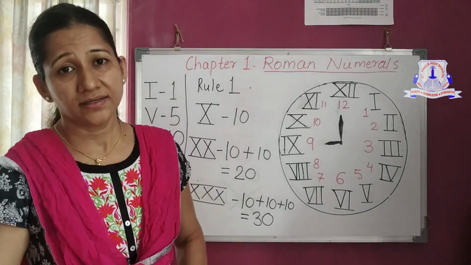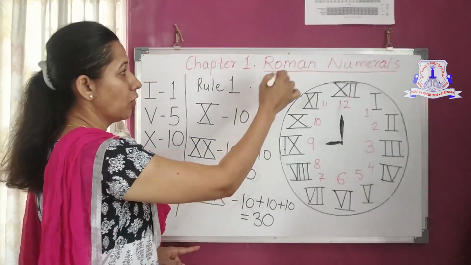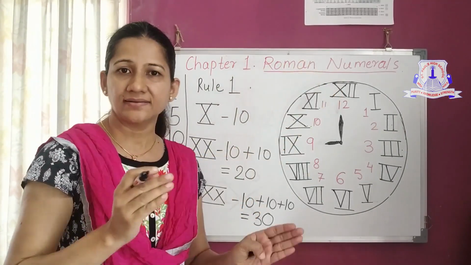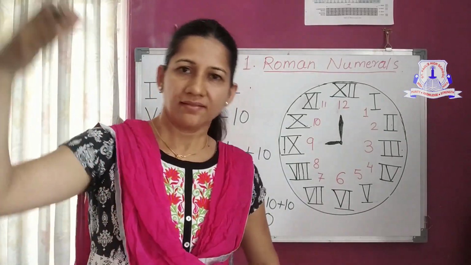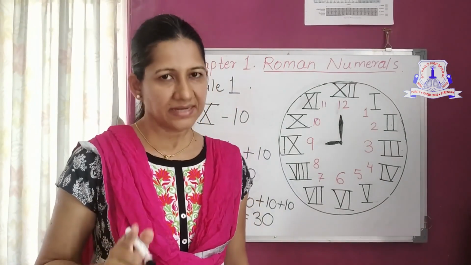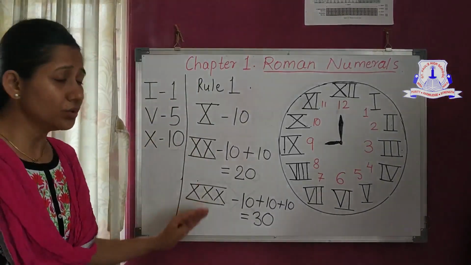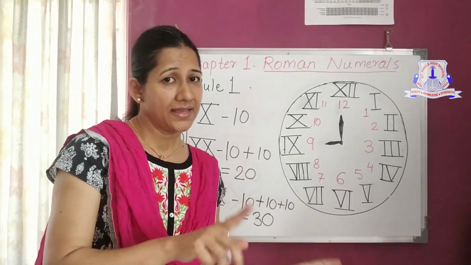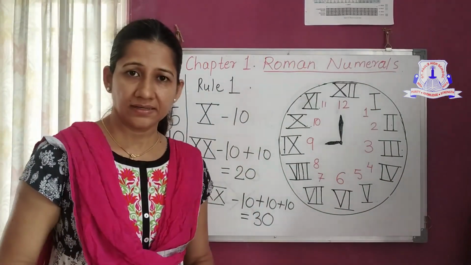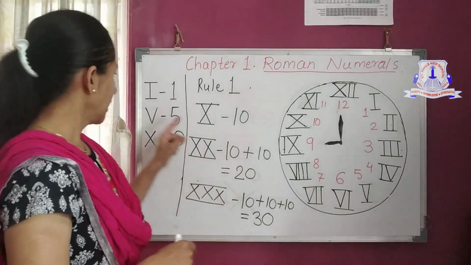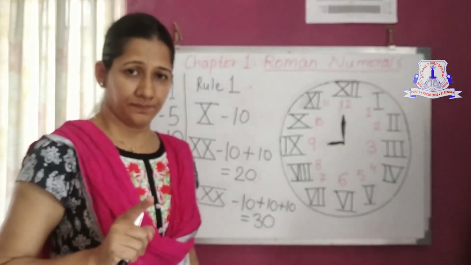But above that, this rule will not hold good as I mentioned. You cannot write X 4 times and add 10 plus 10 plus 10 plus 10 and write 40. For that the rule will be different. Is that clear to you? So that is up till here for rule 1, for the letter I and letter X, and the method of writing. Is that clear? And please keep in mind, students, that this rule will not hold good for letter V.